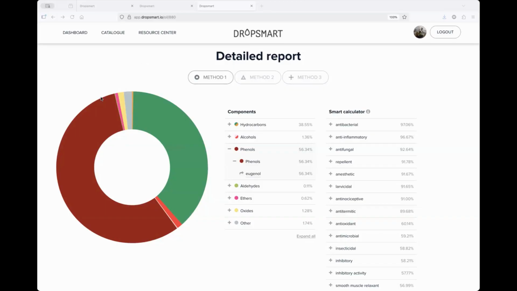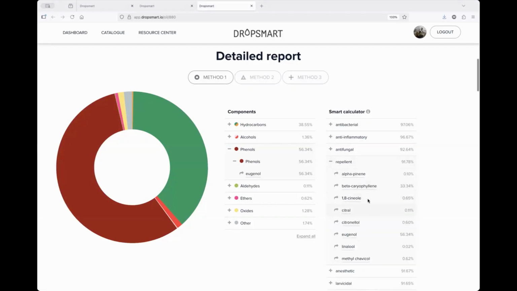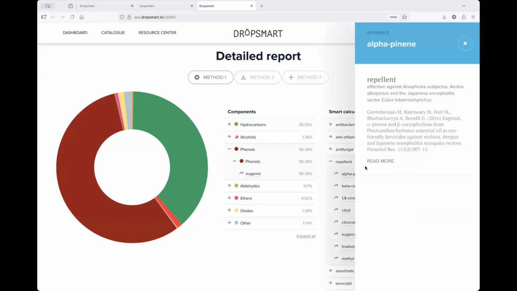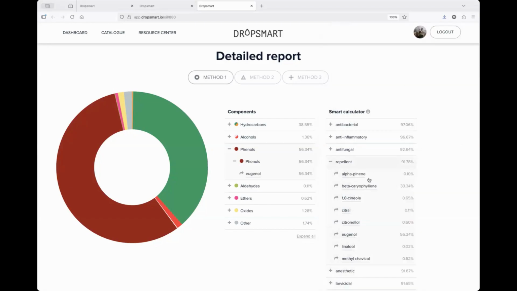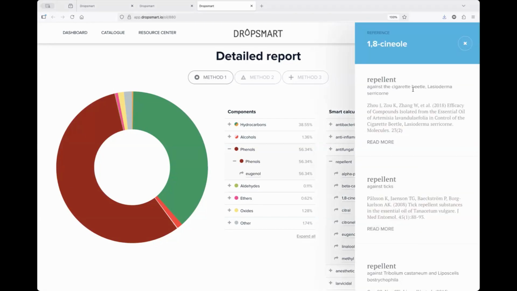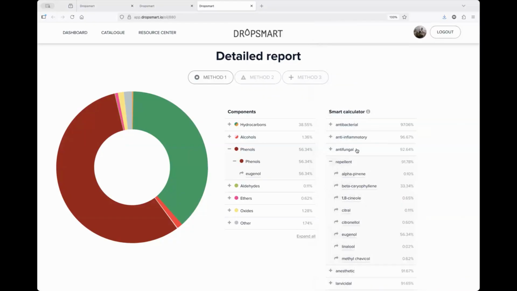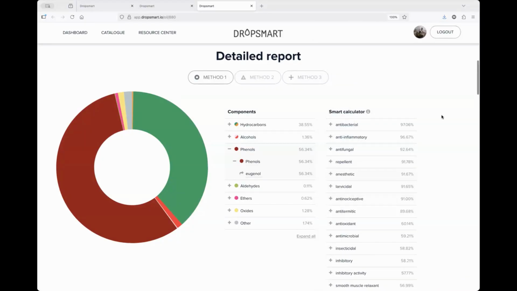Also, these are both interesting chemical constituents that are great repellents for all sorts of different insects. So you can see specifically which mosquitoes and beetles, for example, it repels. That would be an option to use it as a repellent as well.